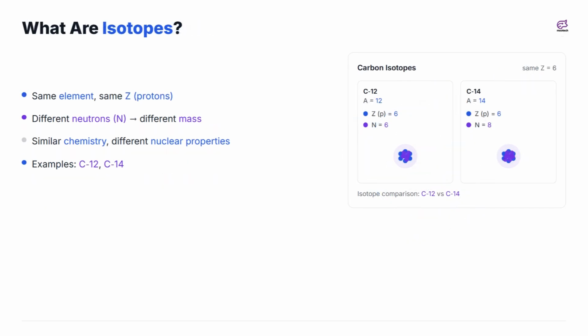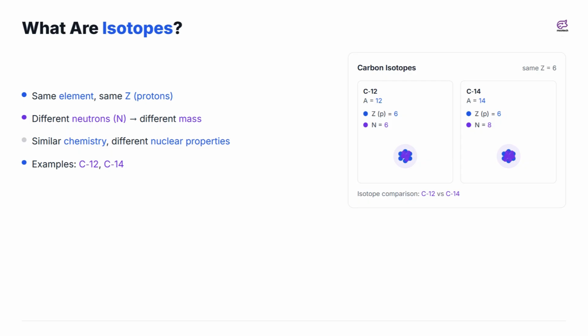Now, let's explore what isotopes are. Isotopes are atoms of the very same element, so they have the same atomic number, Z, meaning the same number of protons. But they have a different number of neutrons, N, which gives them a different mass. This means they have very similar chemical properties, but vastly different nuclear properties. Classic examples are carbon-12 and carbon-14.